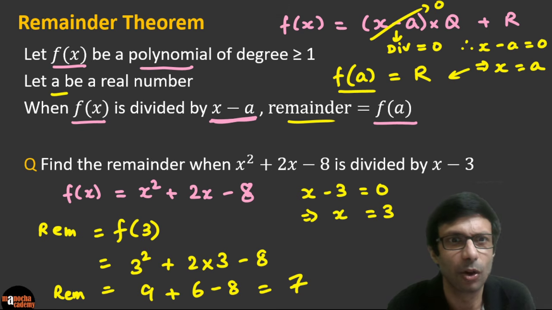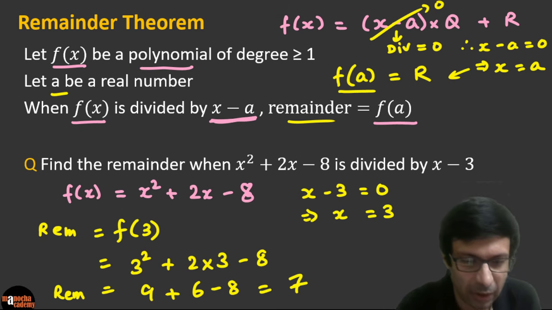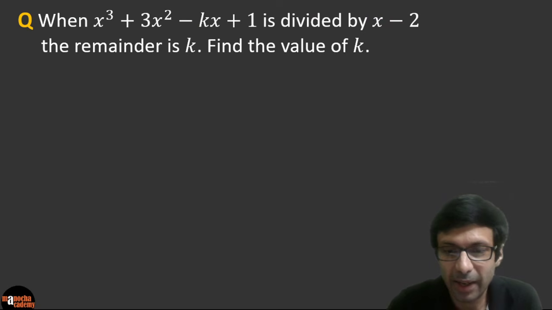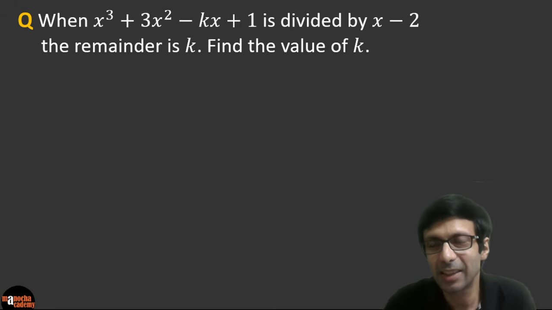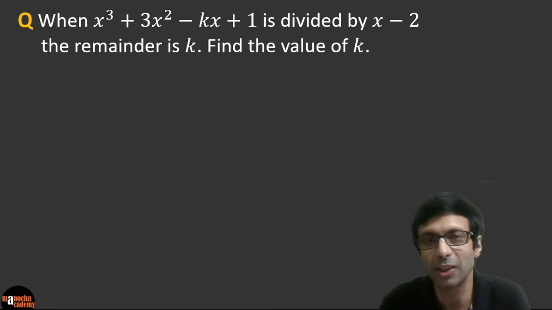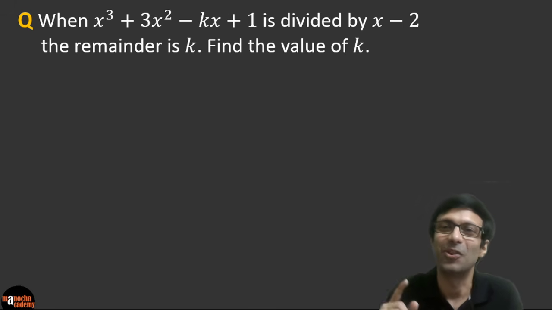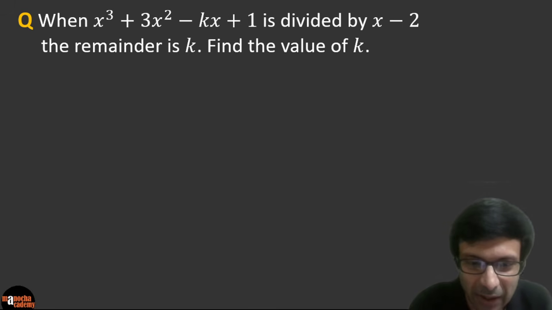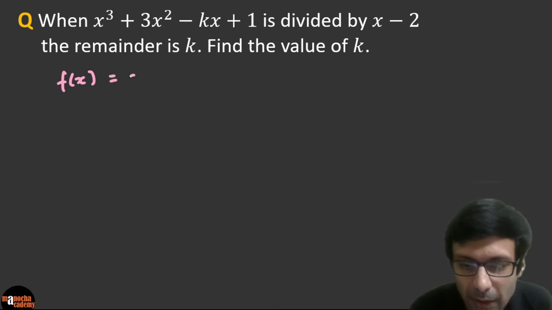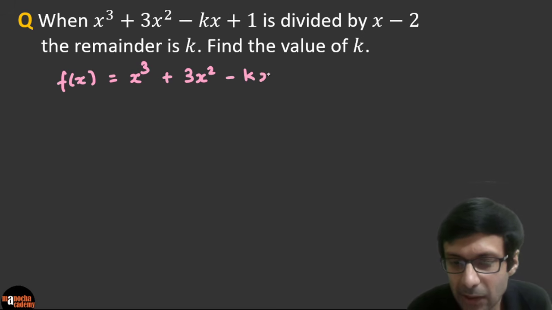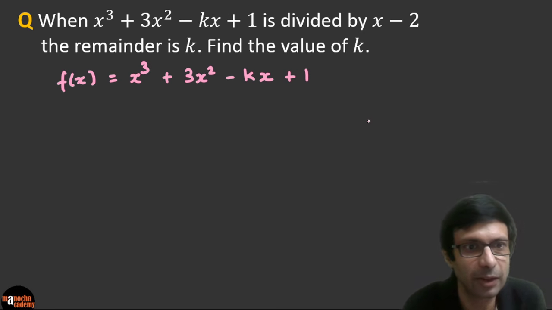Very good. Okay guys, now let's go ahead to the next point. Look at this next question here. When x cube plus 3x square minus kx plus 1 is divided by x minus 2, the remainder is k. Now you need to find the value of k. And whenever you get this remainder, you get the clue that you need to apply remainder theorem. So let's apply remainder theorem here. First, let's write the polynomial. f(x) is basically x cube plus 3x square minus kx plus 1. So this is our polynomial, right guys? Okay.